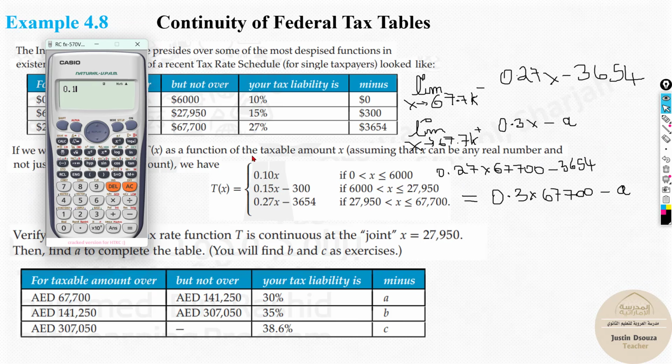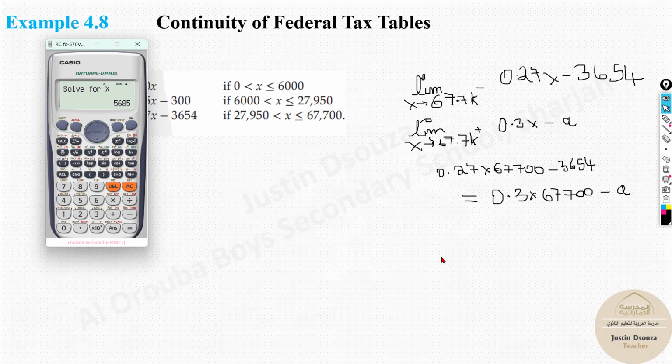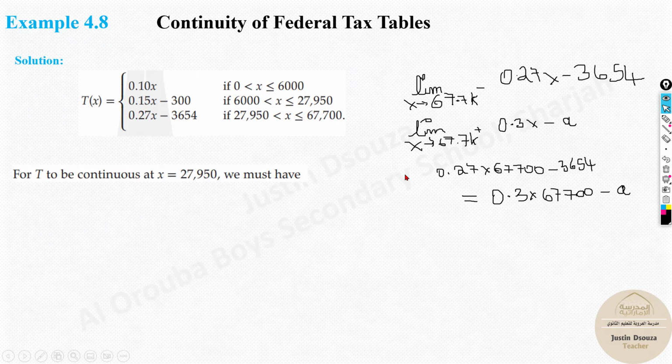Now for simplicity's sake, I'll just do it. 0.27 multiplied by 67700 minus 3654 must be equal to 0.3 into 67700 minus, we don't know the a value, so we will write an unknown value. Shift and solve. What is the answer you get? 5685. So this is the a value, and let's just check the answers now.